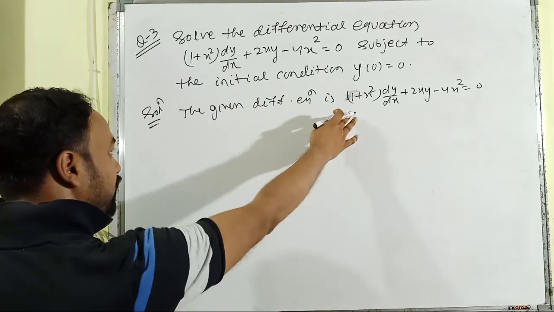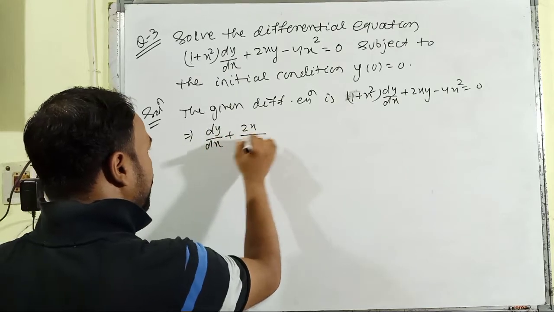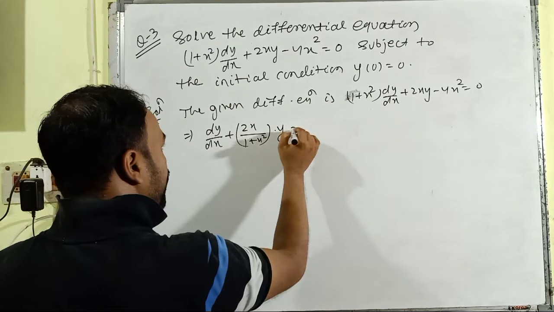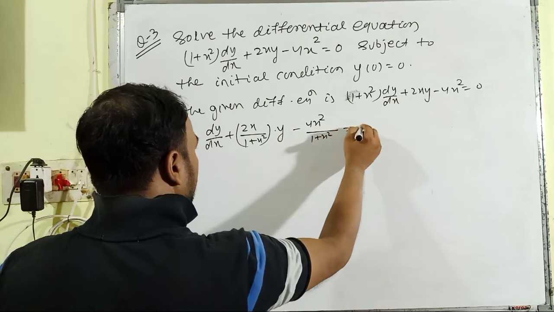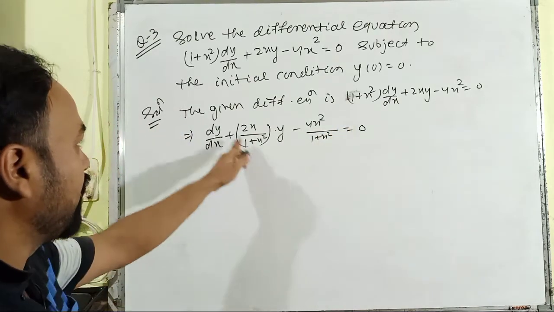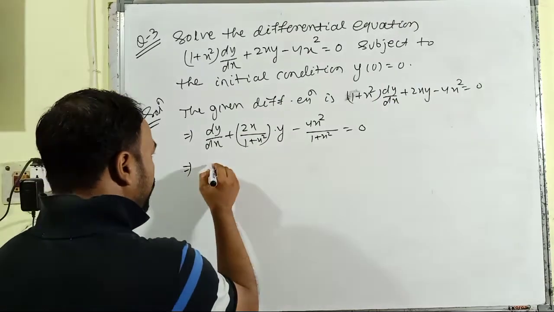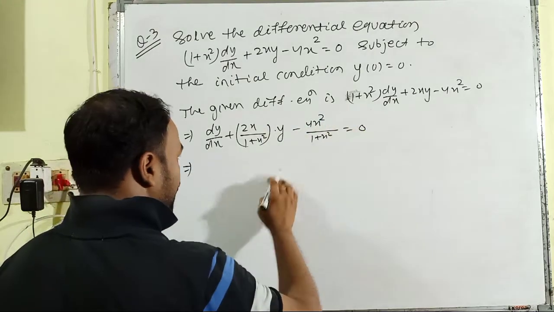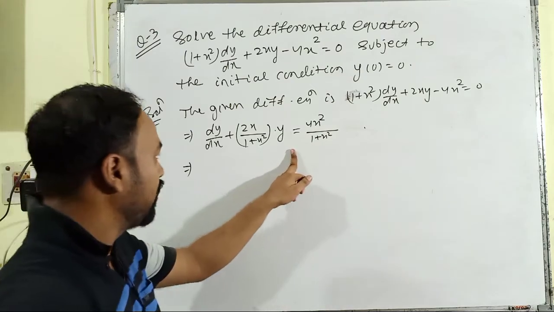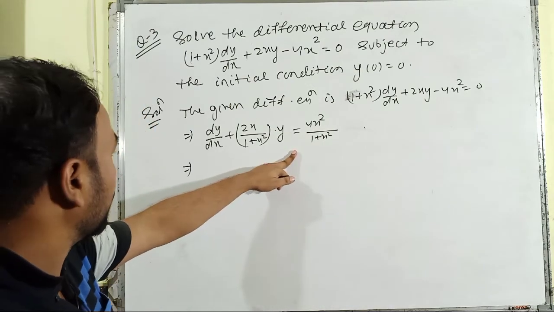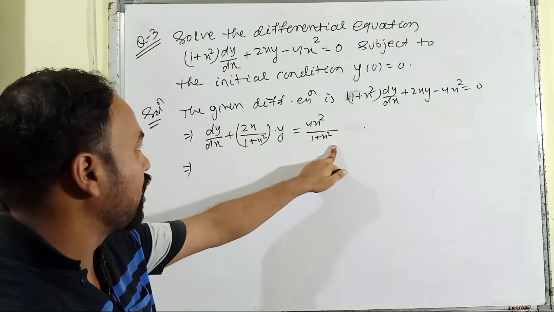So first of all we have to convert this into the linear differential equation, and this will be dy upon dx plus 2x divided by 1 plus x square multiplied with y, then minus 4x square divided by 1 plus x square is equal to 0. I have divided by 1 plus x square on both sides of the given differential equation, and then you have to take this part towards the right hand side. So it will be in the form like this. I have applied both of the steps in one step, and you have to write down both of the steps in your notebook. Dy upon dx plus 2x upon 1 plus x square multiplied with y is equal to 4x square divided by 1 plus x square.